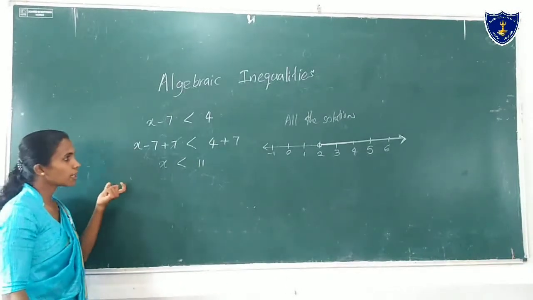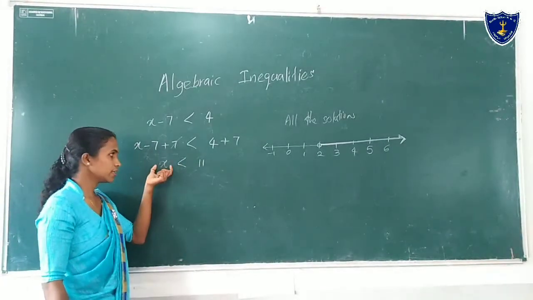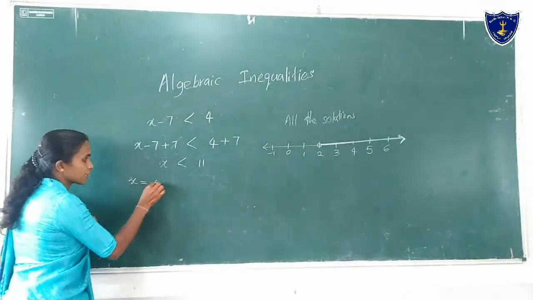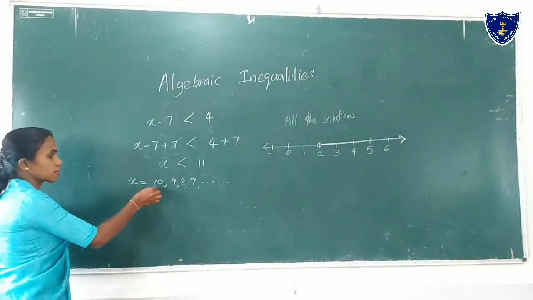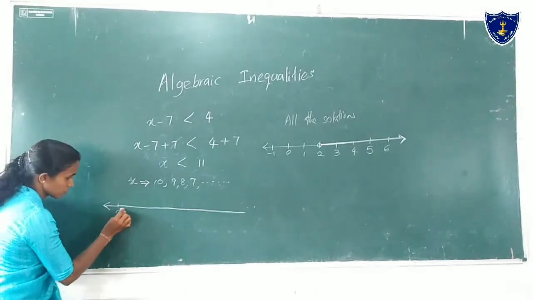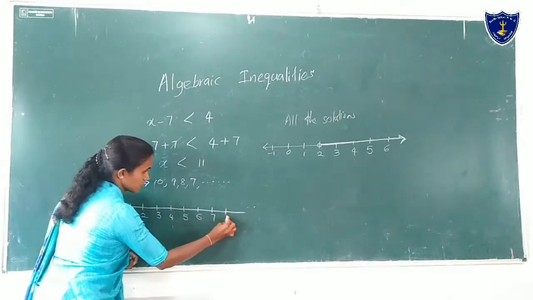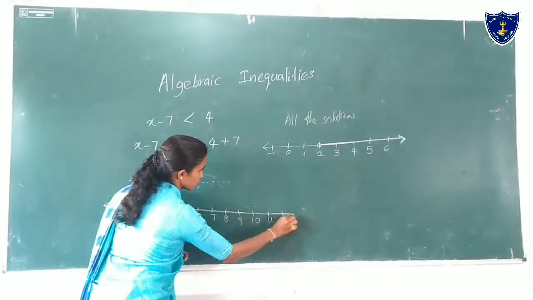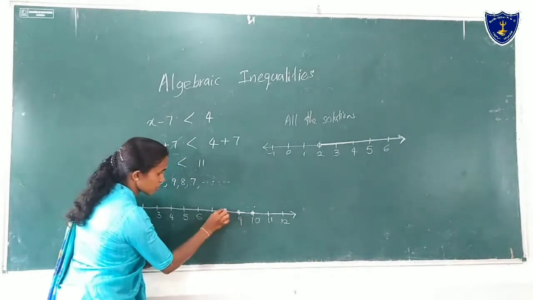If you want to mark the integral solutions on the number line, you have to take only the integers which satisfy this inequality. x less than 11 means x should be 10, 9, 8, 7. Those values we can take as x. These are called integral solutions. How to represent the integral solutions on a number line? These numbers we have to mark.